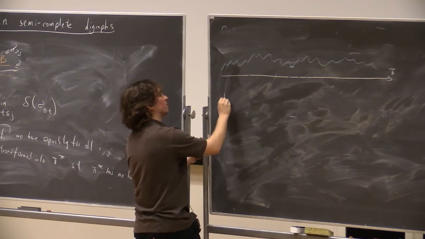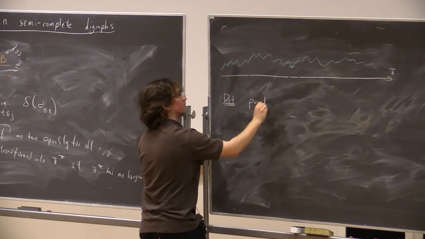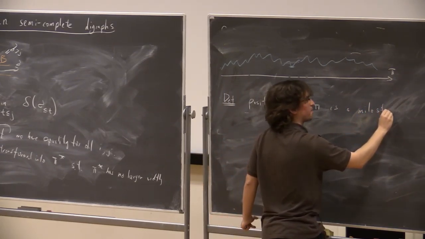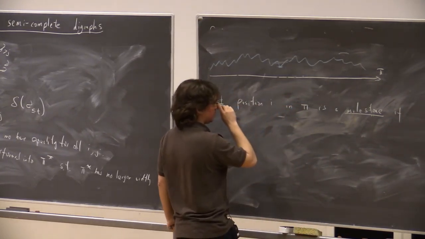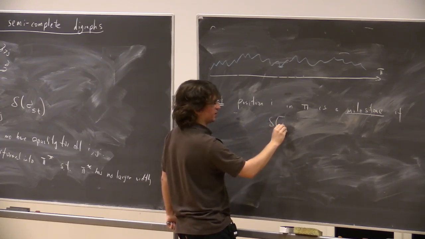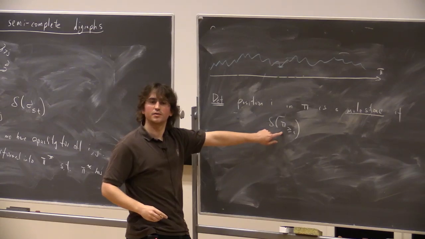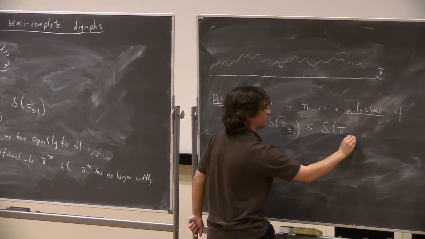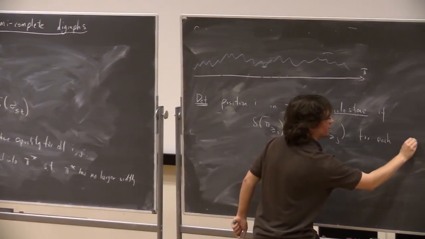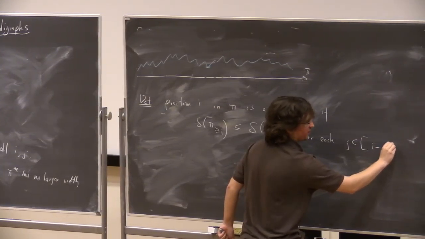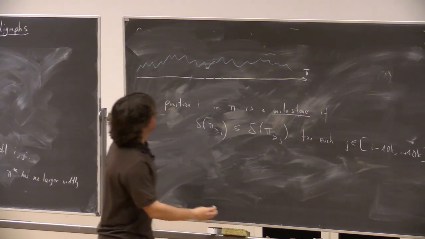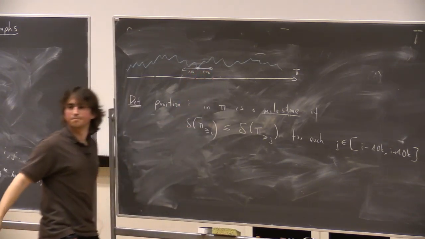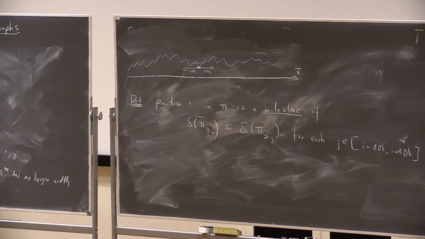So more formally, position I in pi is a milestone if the size of the cut at position I is smaller or equal to the size of the cut in position j for each j in between I minus, I think, 10k and I plus 10k. Yes? So a milestone is a position that is locally optimum within a span of plus minus 10k, in terms of the size of the cut.